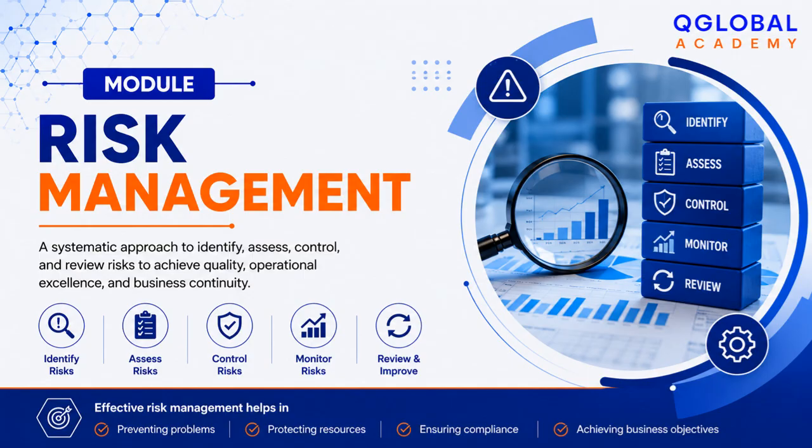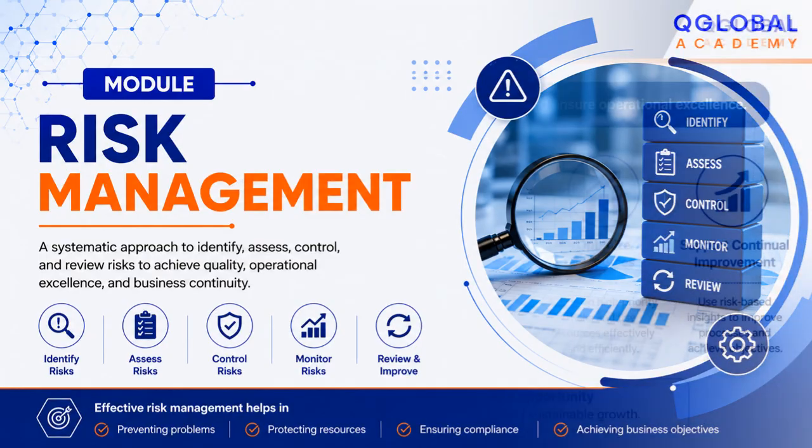After assessment comes risk control. Appropriate preventive measures are implemented to reduce the chance of the risk occurring or to minimize its impact. Risk management does not stop there. Risks must be monitored continuously to ensure controls remain effective. Finally, risks are reviewed and improved regularly because organizations, technologies, and business environments constantly change. An effective risk management system helps prevent problems before they occur, protects valuable resources, ensures compliance with requirements, and supports the achievement of business objectives.